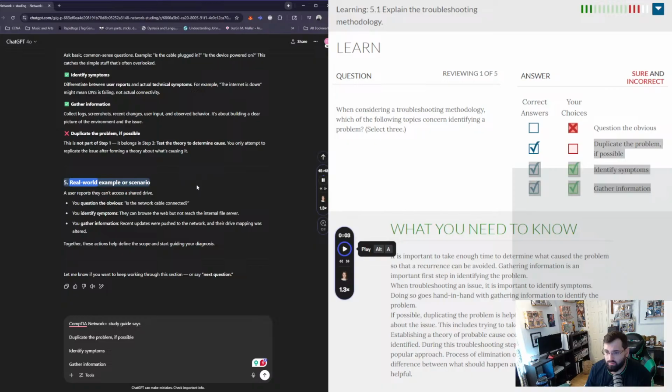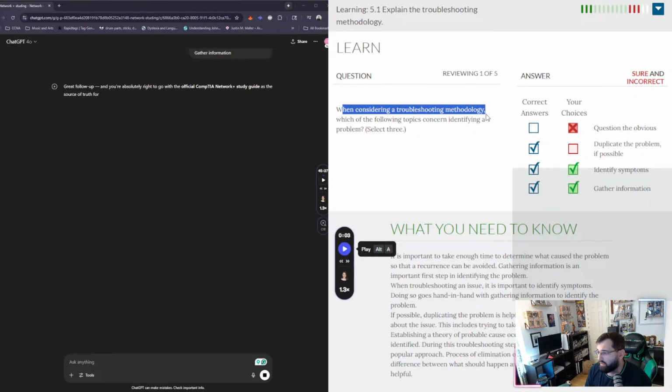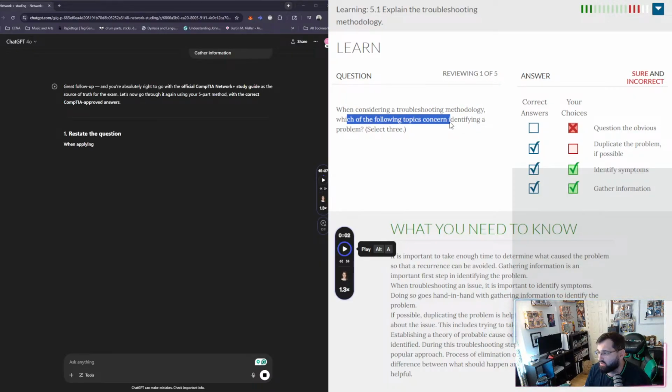5. Real world example or scenario. A user reports they can't access a shared drive. You question the obvious. Is the network cable connected? You identify symptoms. They can browse the web but not reach the internal file server. You gather information. Recent updates were pushed to the network, and their drive mapping was altered. Together, these actions help define the scope and start guiding your diagnosis. Okay. So, when considering a troubleshooting methodology, which of the following topics concern identifying a problem?